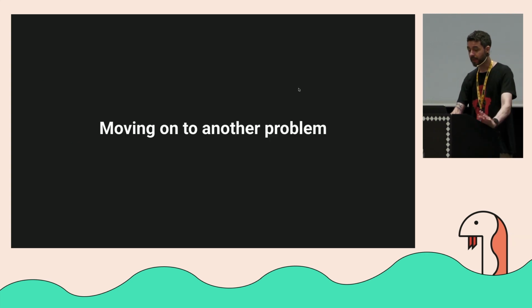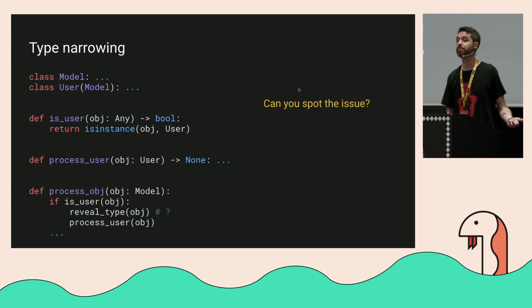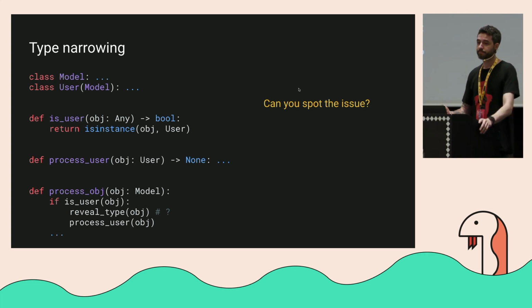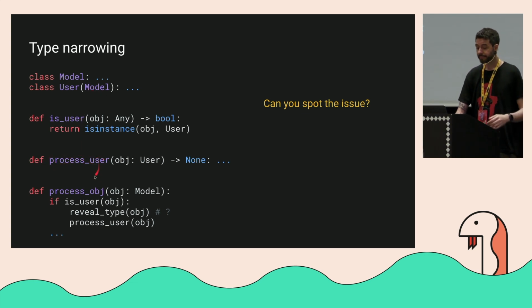So yeah, moving on to another problem now. Let's talk about type narrowing. Another very simple example. We have a model and a user which inherits from model. We have a function called process user and a function called process object. Process user takes a user. Process object is generic, and in case it identifies that the object is a user, and this function is doing the check, it's going to call process user.